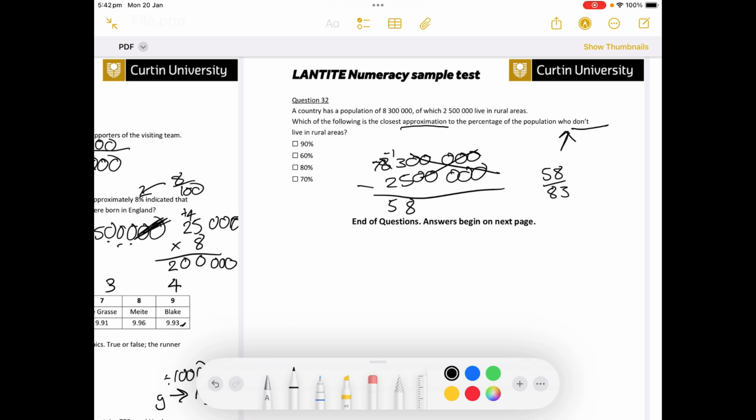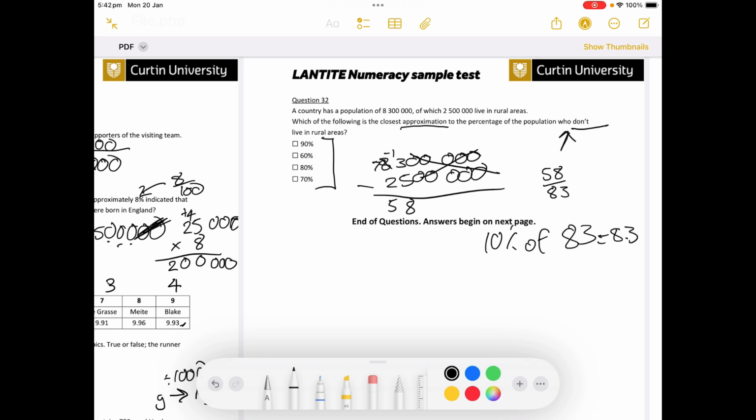Alright, now I need to figure out what percentage of this. Okay, now, well, I'm going to look at these numbers. They're not very nice numbers. So the way I'm going to do this is looking at these possible answers. I can see that they're all multiples of 10. So something I might consider doing is thinking, what is 10% of 83? 10% of 83 is going to be 8.3, okay?